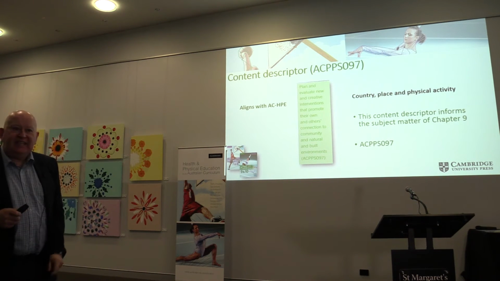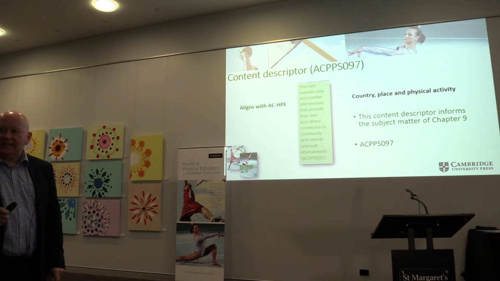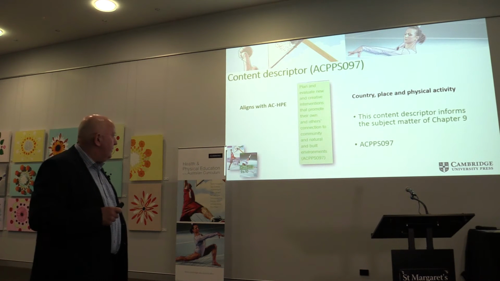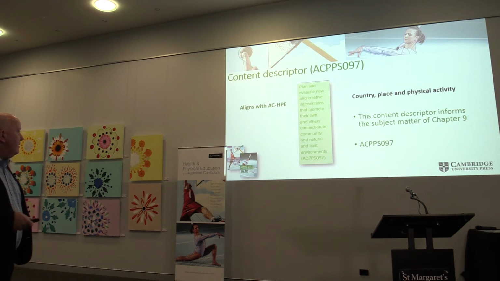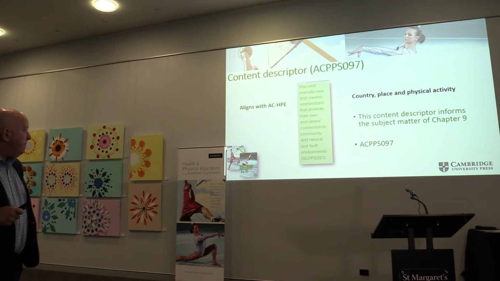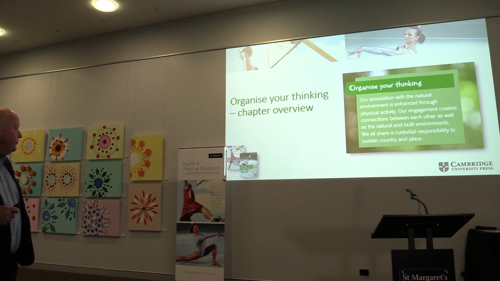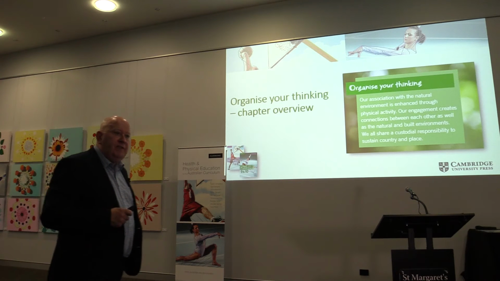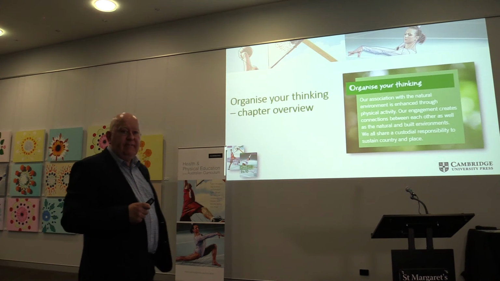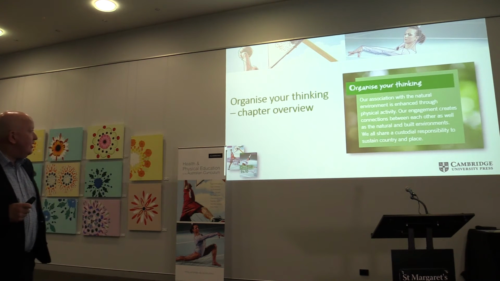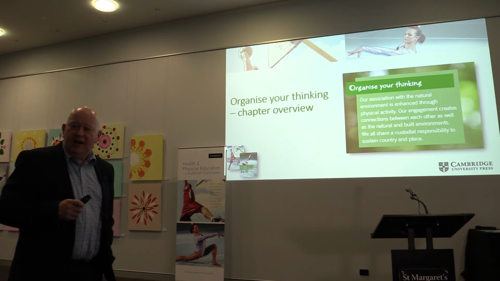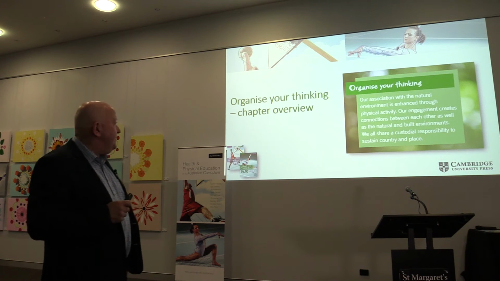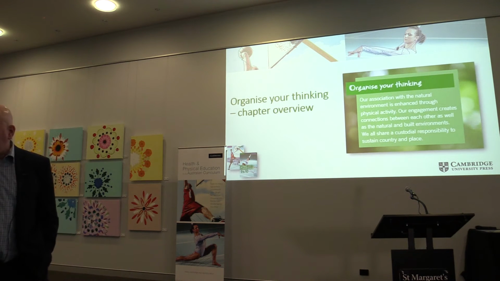The title of this particular chapter is Country, Place and Physical Activity. It informs the subject matter of chapter 9. There's the content descriptor there. On the front page of every chapter, there's also a section called Organise Your Thinking. And Organise Your Thinking just gives a bit of an overview of the chapter.